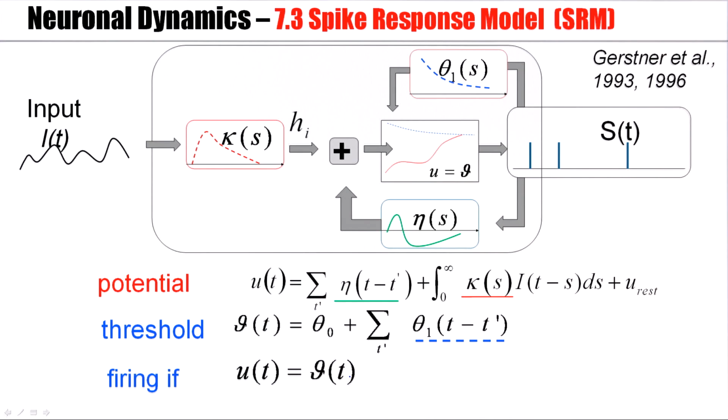The spike response model can be described as a sequence of filters. Input is filtered with the filter kappa, comes here. This leads to an integration towards the threshold. If the threshold is crossed, we have a spike train in the output. And this spike train causes two different effects. It contributes to a spike afterpotential that shapes adaptation and refractoriness. And it also contributes to an increase in the threshold that again shapes adaptation.